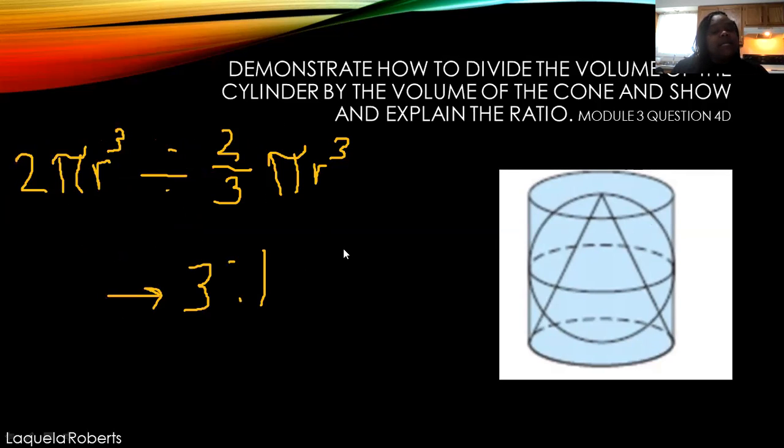Part D, demonstrate how to divide the volume of the cylinder by the volume of the cone and show and explain the ratio. Once again, you're going to do 2 pi r cubed divided by 2/3 pi r cubed, and that's going to give us a 3-to-1 ratio.